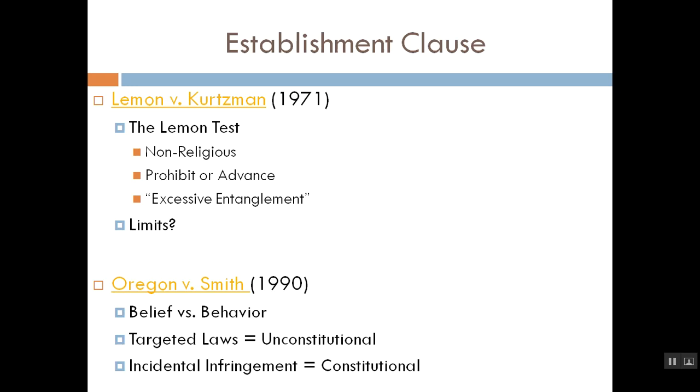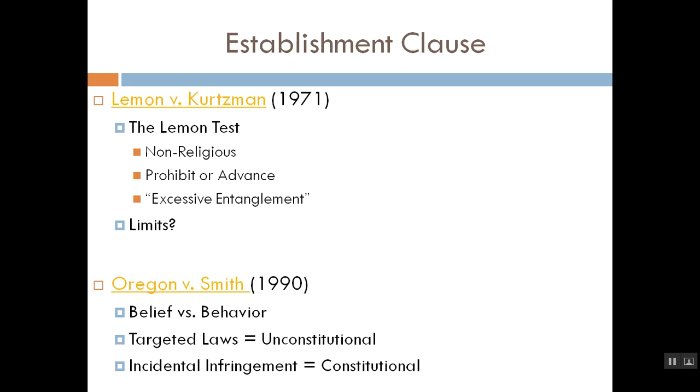Now, the Lemon Test is very useful, but it has some limitations. It's got a couple problems. And the most notable problem with the Lemon Test is that it's really vague. In particular, that last prong, excessive entanglement, is very subjective. How much entanglement would we say is excessive? Where do we draw that line?